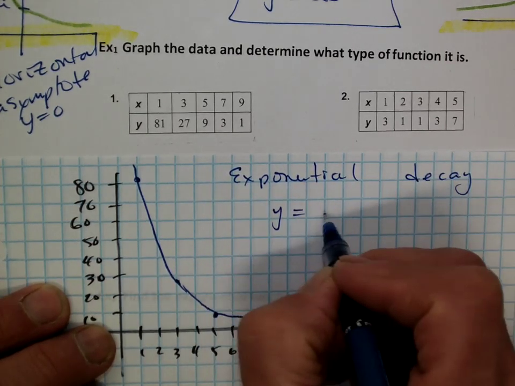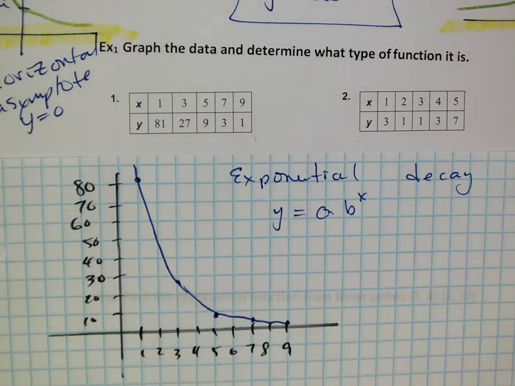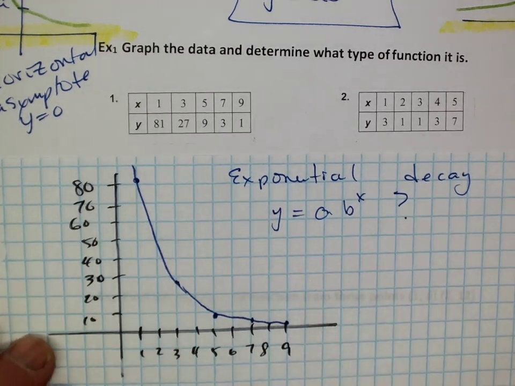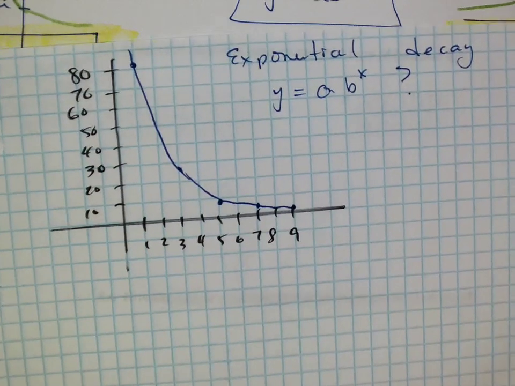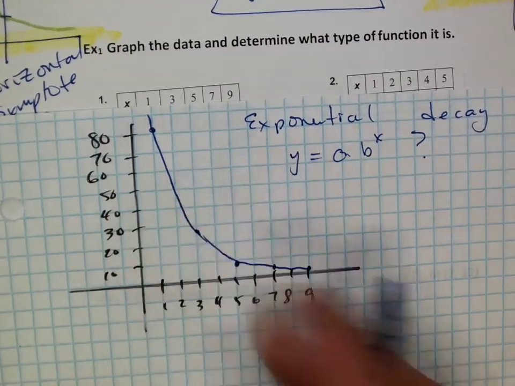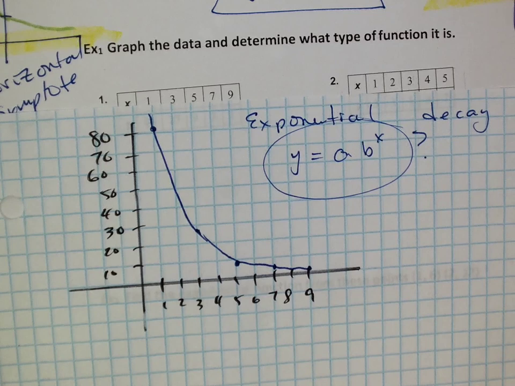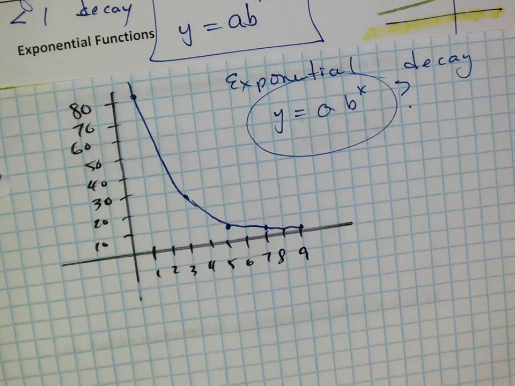So if I have y equals ab to the x, could we figure out what the decay is, or the equation? I'm not quite sure what the equation is, and that's what we're going to learn in example 2 and example 3. So let's come back to this problem. I'm going to come back to 1 and figure out how to find this equation. Did I whip it away too fast? We're going to come back to this.